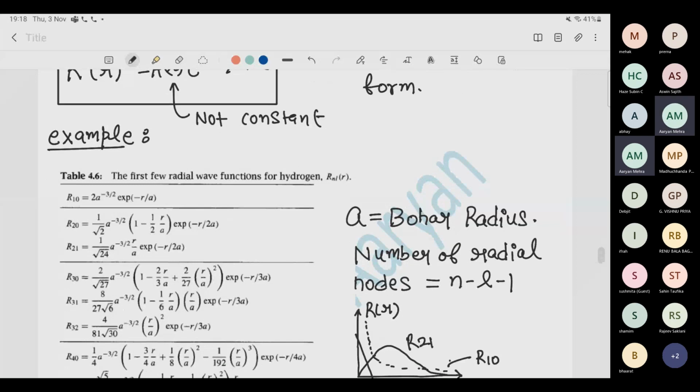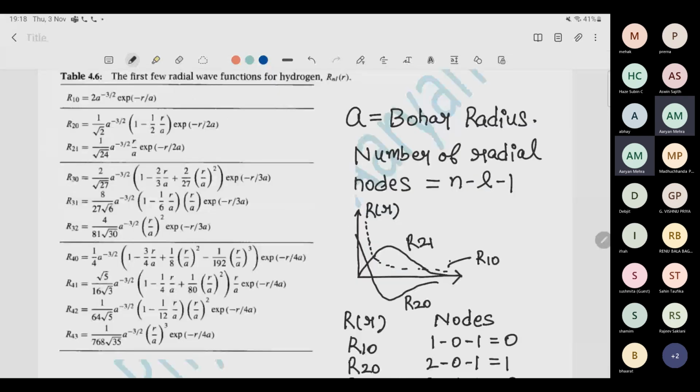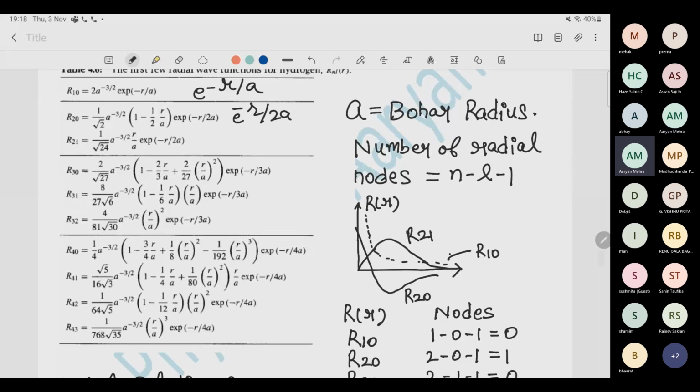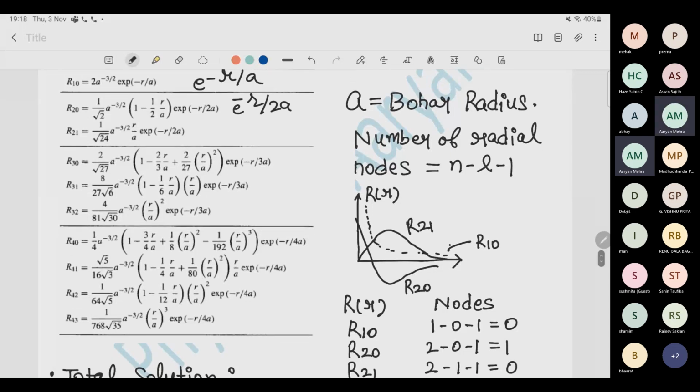Now if I give you the radial functions, these are a few of the radial functions R n L. If n is 1, L can be 0. For R10, just by looking at the solution, you can see that it is e raised to minus r by a. It means n is 1. In this one you can see minus r by 2a. It means n is 2. In R21, again n is 2, and so on. Can you see how it is evolving?